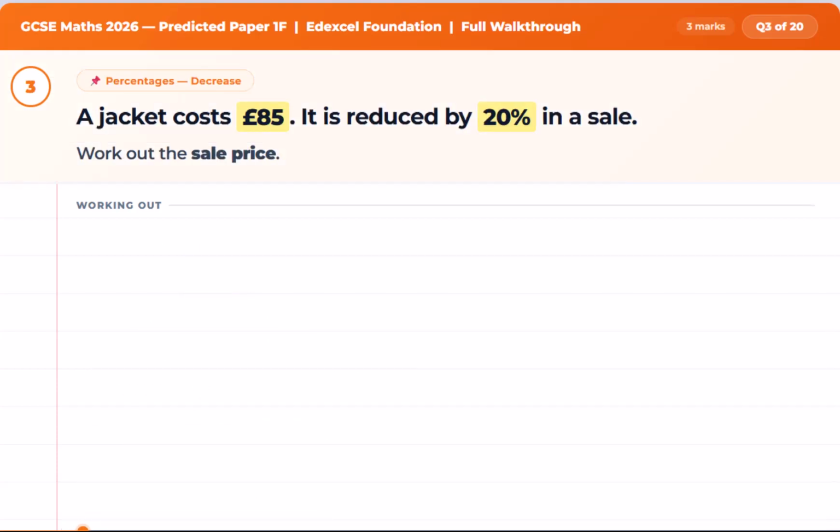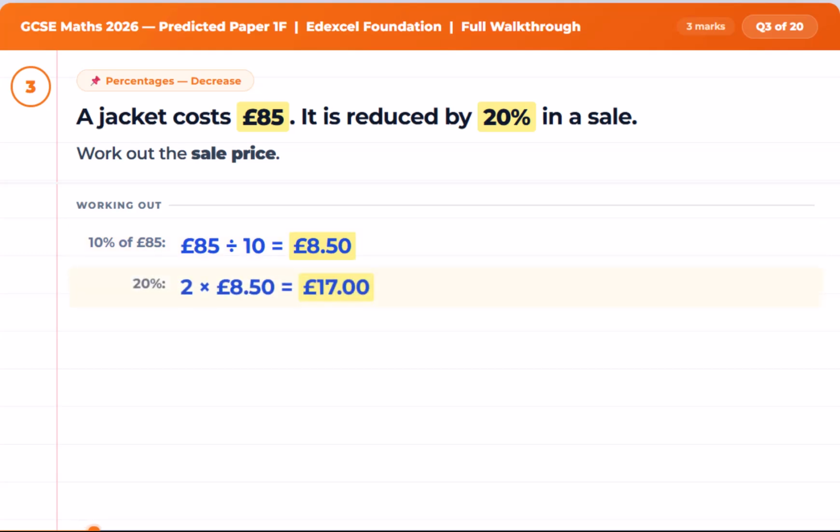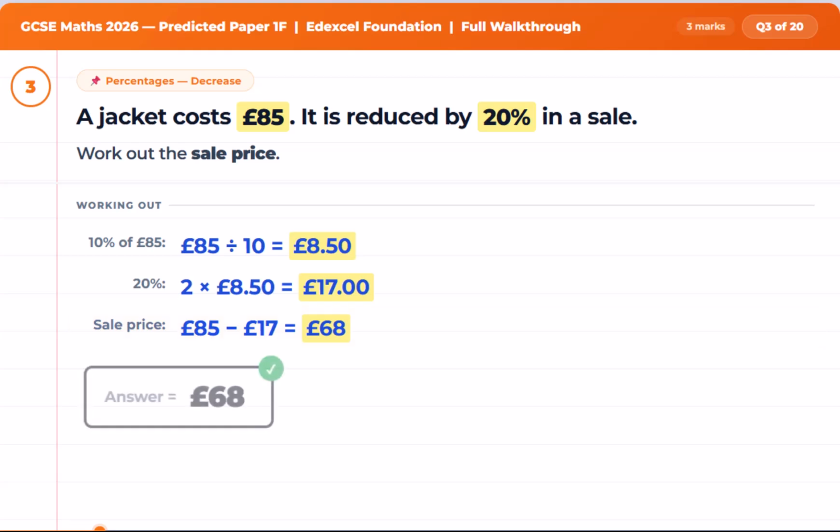A jacket costs £85. It is reduced by 20% in a sale. Work out the sale price. Find 10% of £85. Divide by 10. 10% equals £8.50. 20% is double 10%. 2 times £8.50 equals £17. Subtract the reduction from the original. 85 minus 17 equals £68. The sale price is £68.